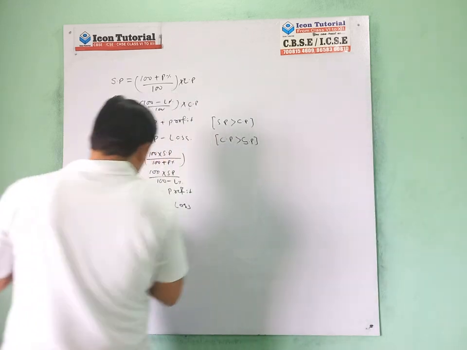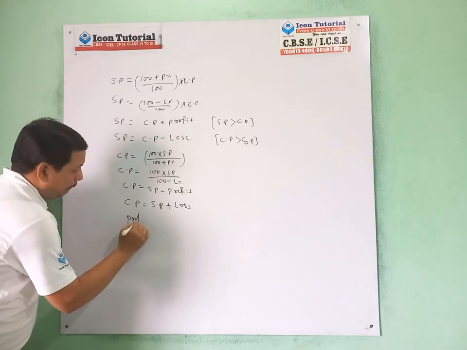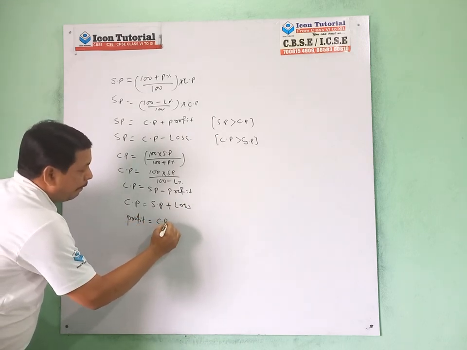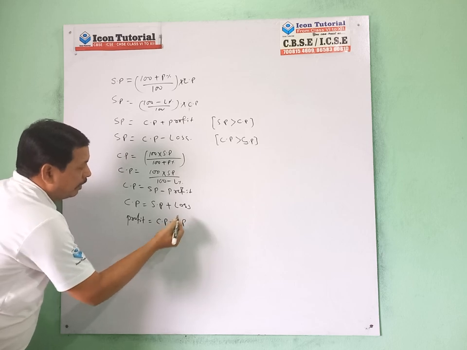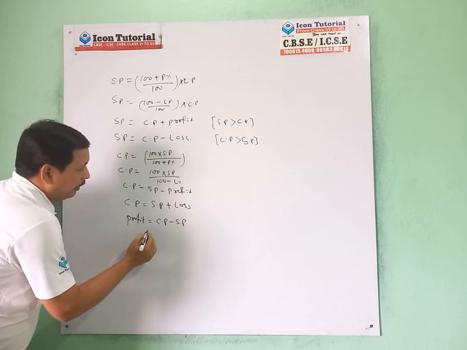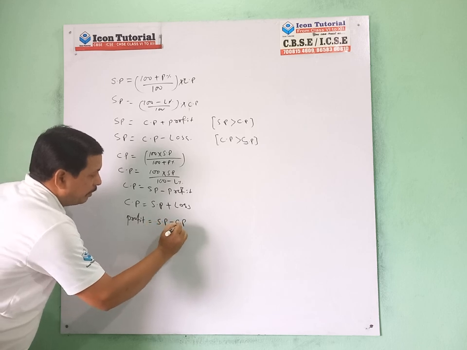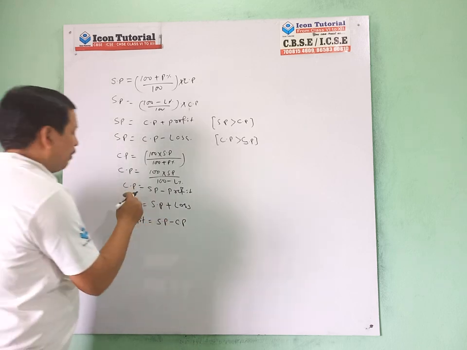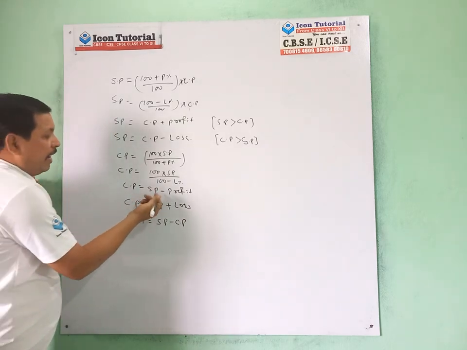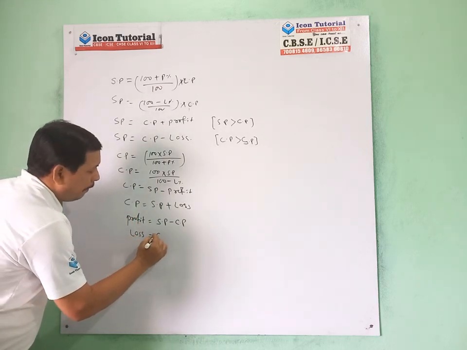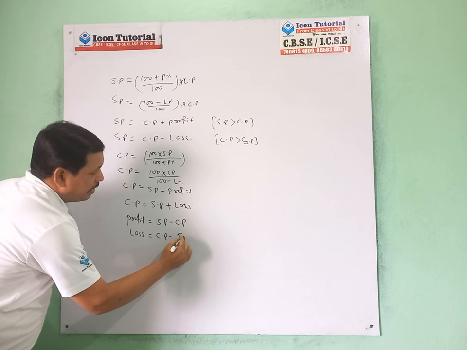So this is done. Then profit is equal to SP minus CP, because in the profit case SP is greater. Okay, so profit is equal to SP minus CP. Then loss is equal to CP minus SP.